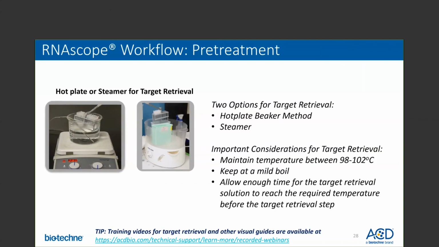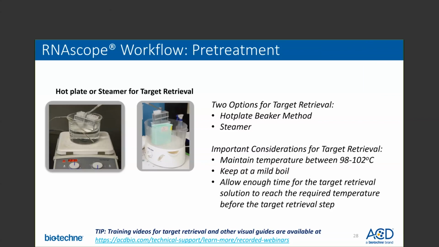There are some important considerations for either of these methods. First, maintain the temperature between 98 to 102 degrees Celsius, to keep the target retrieval solution at a mild boil. Rapid boiling can cause tissue detachment.